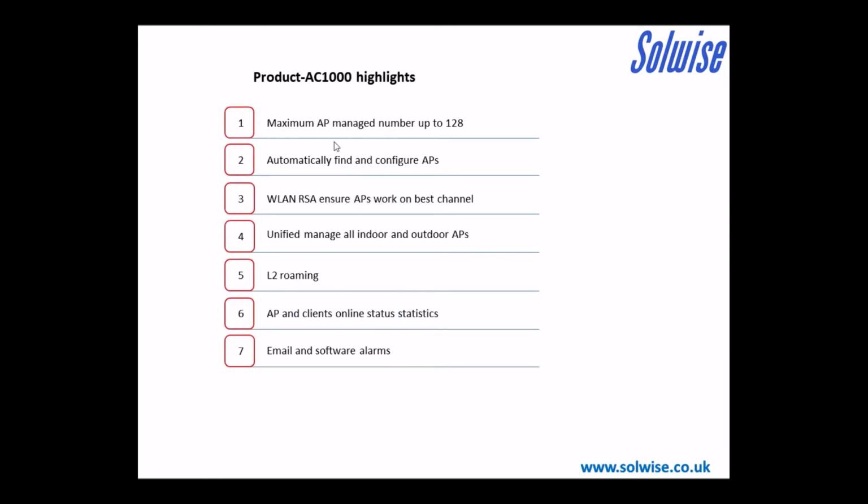To recap on the AC1000, we're talking about managing up to 120 APs. It can automatically find and configure the APs. It's got various tricks to try and optimize RF channel usage by the APs. It can manage a range of indoor and outdoor APs. It's got layer 2 roaming and some stats for AP and client usage, and email and software alarms. If you look at the 2000, the main difference is we've increased the maximum number of access points up to 512, and they've also added a limited function captive portal server with customized welcome page.